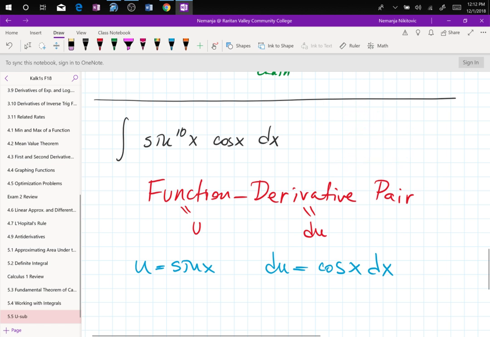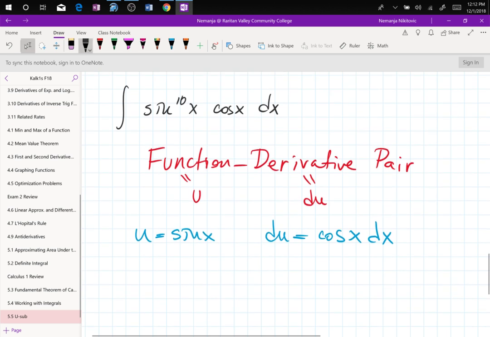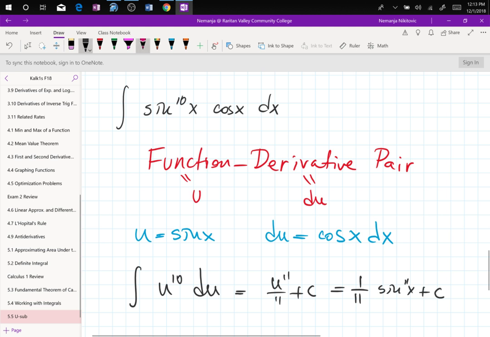This skill will take time to develop, so please practice it. So now my sine is u, I get u to the 10, and a cosine dx, the entire thing, is just du. We converted a trigonometric integral into a polynomial. U to the 11 over 11 plus c. 1 over 11 sine to the 11 x plus c. As you can see, the purpose of the u sub is to make a joke out of these problems.